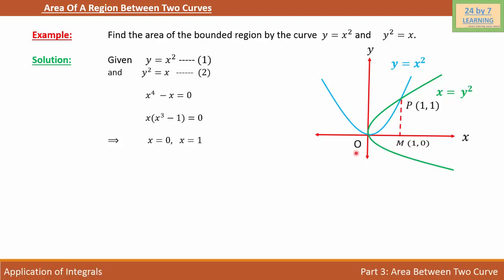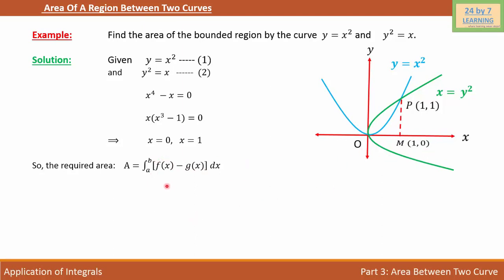As you can see, the value of x at the origin is 0 and then the value of x is increasing from 0 to 1. So technically, we can find the integration between these two limits, 0 to 1. If we find the integration, we are looking for this area. So the required area A is equal to the integration from a to b of f(x) minus g(x) dx, where a is 0 and b is 1.